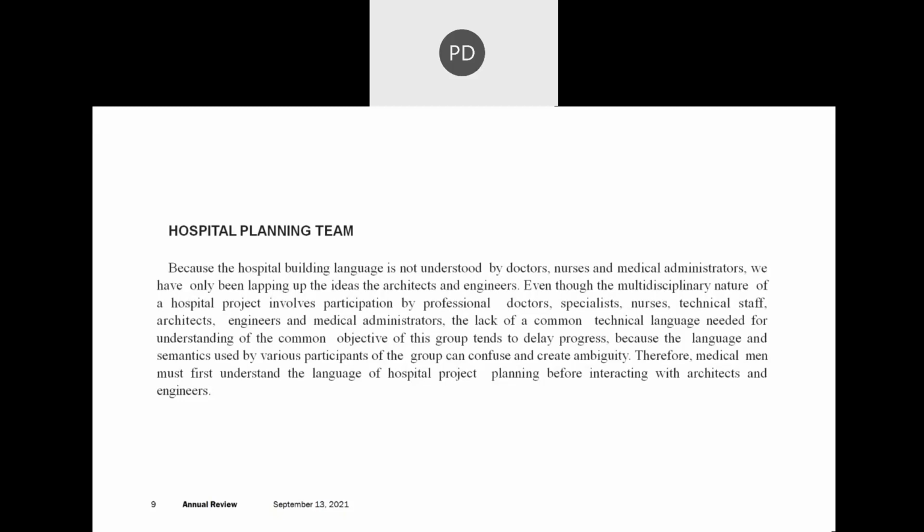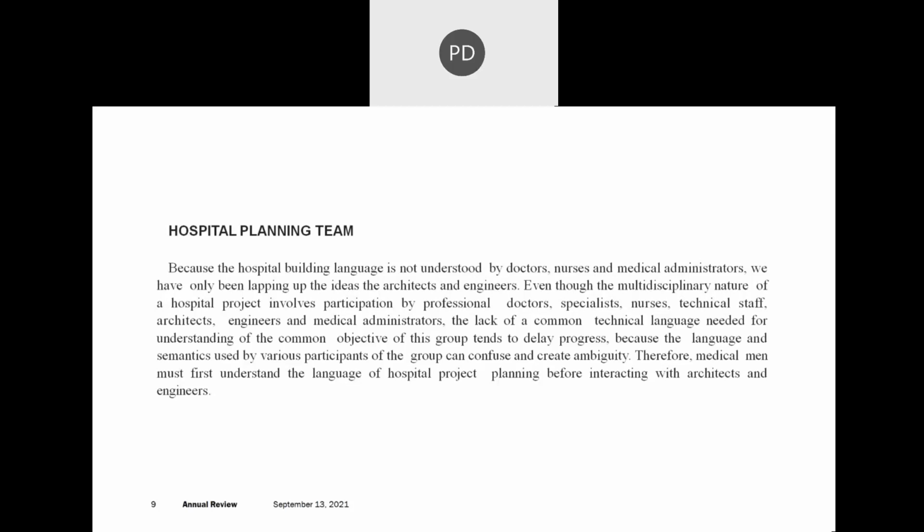So they will make us understand what would be the design and how we have to plan the design, right? But when we do the multidisciplinary project planning, at that point of time these architects and engineers would involve doctors, specialists, nurses and technical staff, and they would be making us understand how the project is going and how the design should be for a particular hospital.